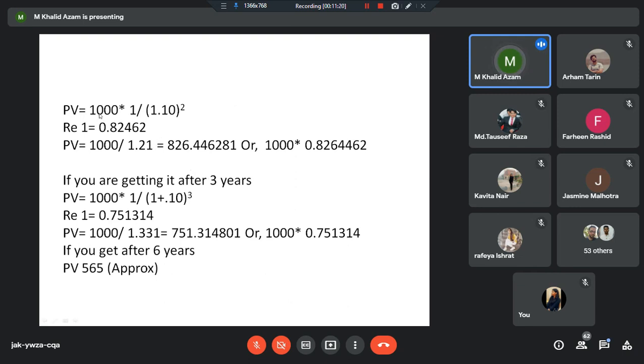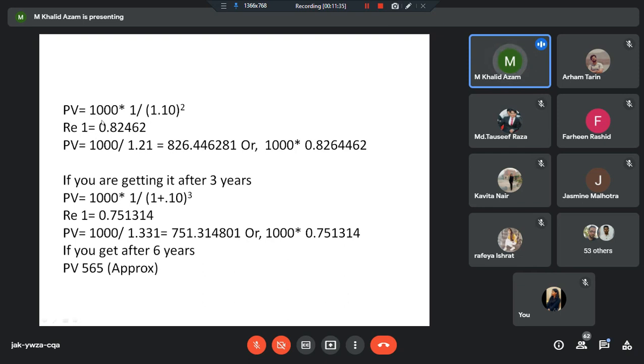It is going to remain the same. You are going to get it after 2 years. So this is a single amount. Always keep this in mind. This is a single amount which you are getting after 2 years. So in the first year you have got nothing, but you are getting it at the end of the second year.